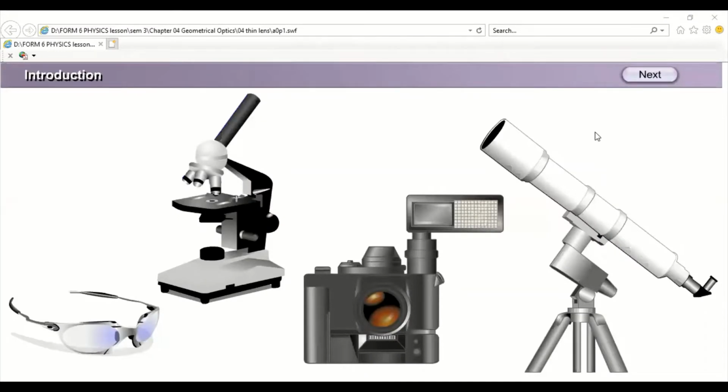Introduction. Let's look at the diagram. In our daily life, there are a lot of optical devices that use lenses. So from here, we can notice that the microscope, camera, and also the telescope, all of them are using different types of lenses.